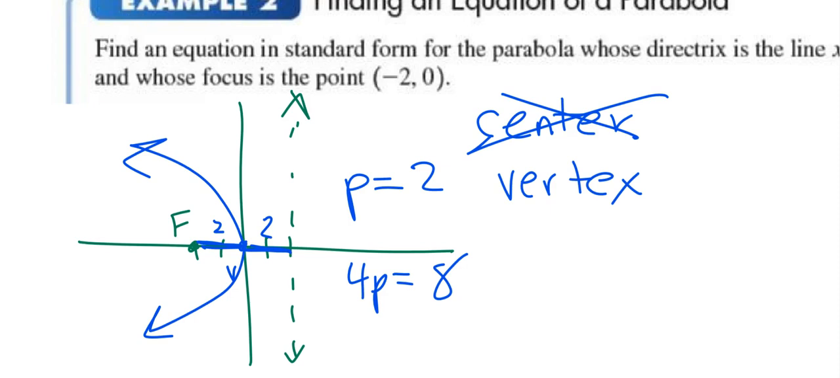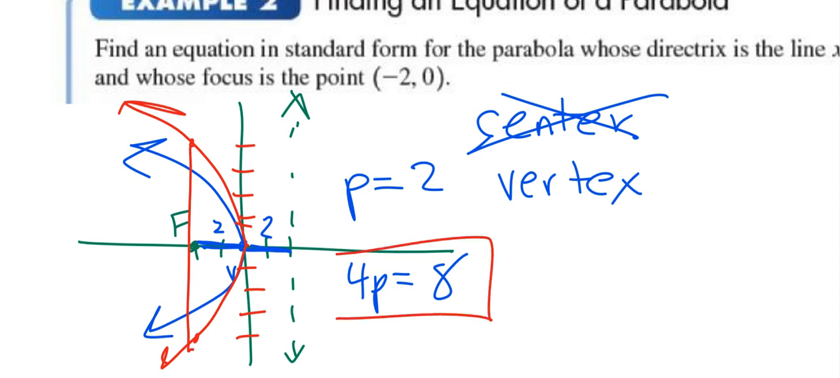In fact, I know my graph is wrong. How do I know that it should be, oops, 1, 2, oh, this is terrible. 1, 2, 3, 4, 1, 2, 3, 4. How do I know that it should be more like this red one? How do I know that my blue one was wrong and my red one is more likely? Because the distance, the focal width, has to be 8. It has to be 4 above and 4 below. And that's how I know my blue one was really bad.